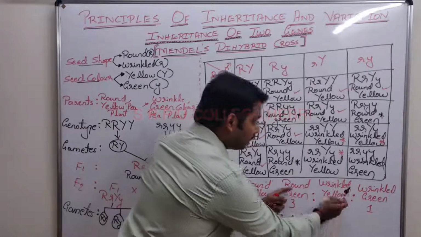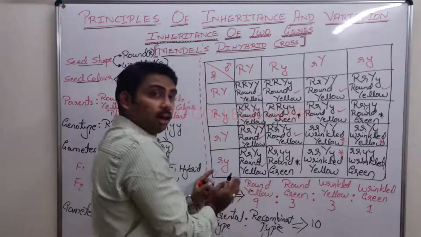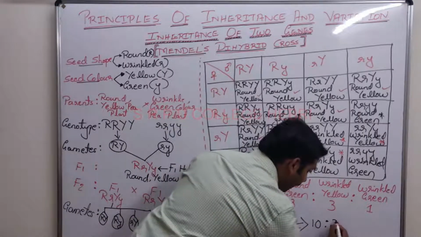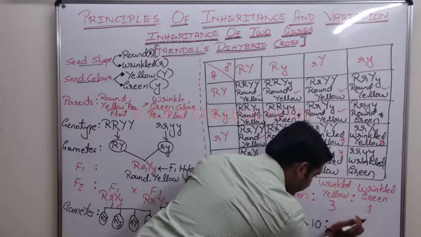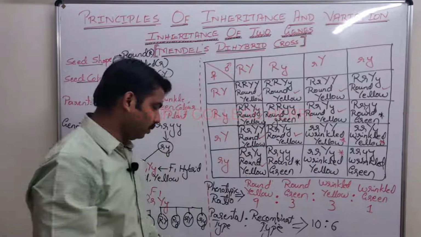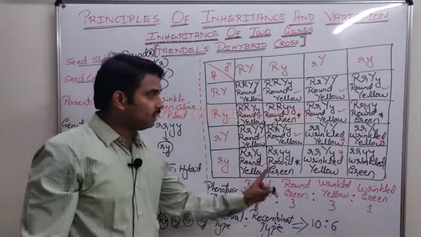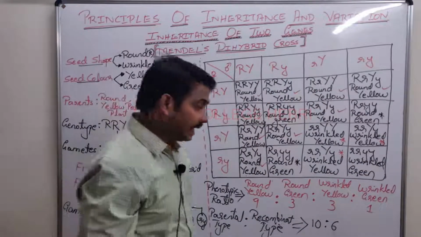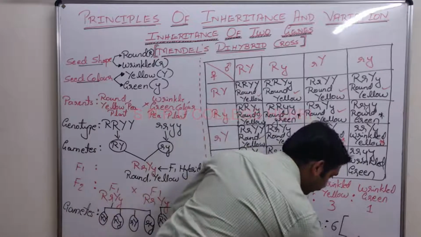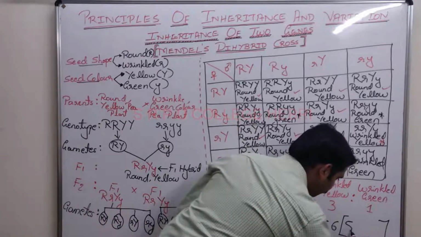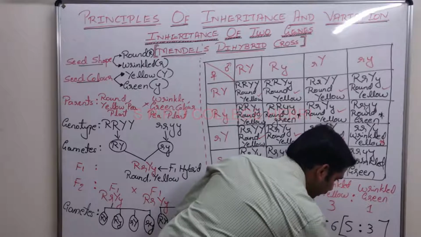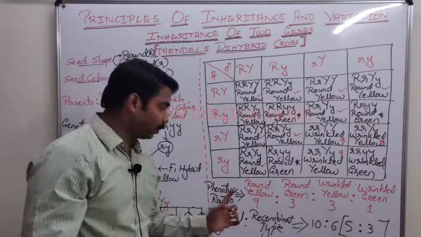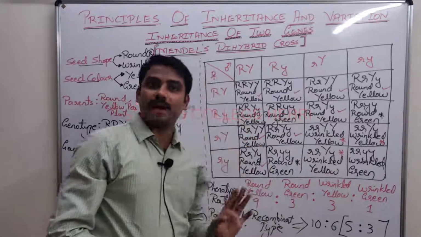3 plus 3 members in this are not resembling parents, and I call them as what? Recombinant type. I'm sorry, it is 3 plus 3, 6. So, dear students, what is the parental to recombinant ratio? It is 10:6, which can be written as how much? 5:3. Very important. You can expect, write the dihybrid cross phenotypic ratio. This is your 1 mark answer.